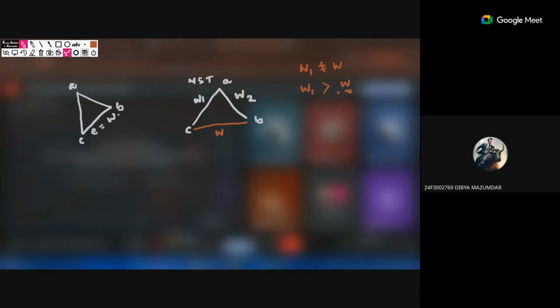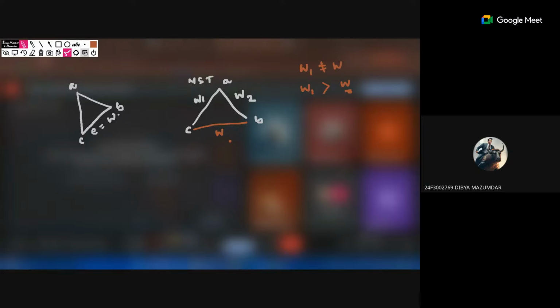Ma'am, I have a doubt. In a minimum cost spanning tree, then W1 should not have been chosen over W. You agree? Yes. If W1 is less than W, then we can grant it. But if W1 is greater than W, then it should not be chosen.